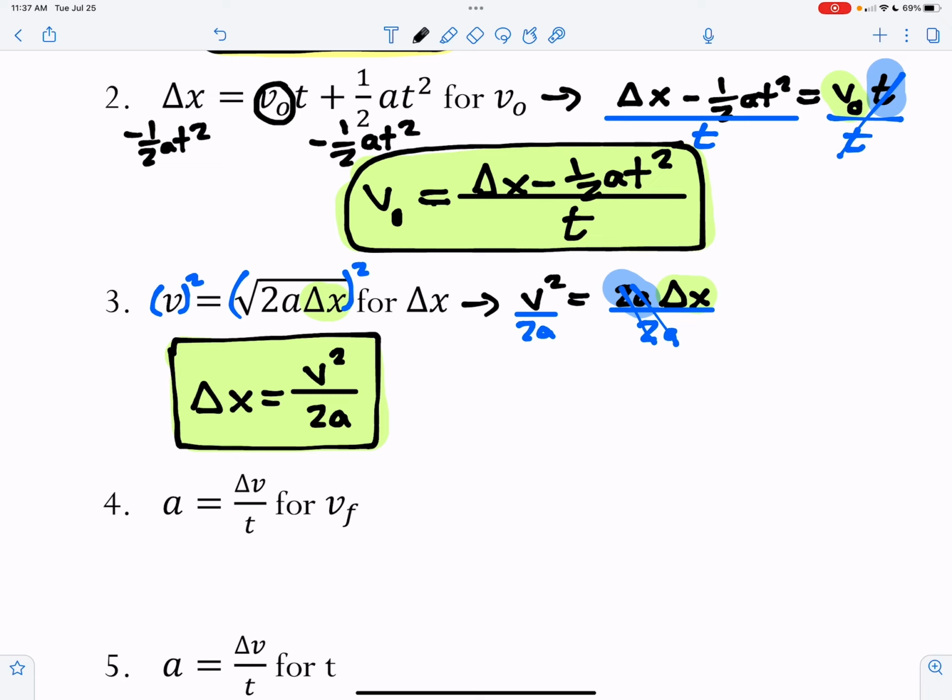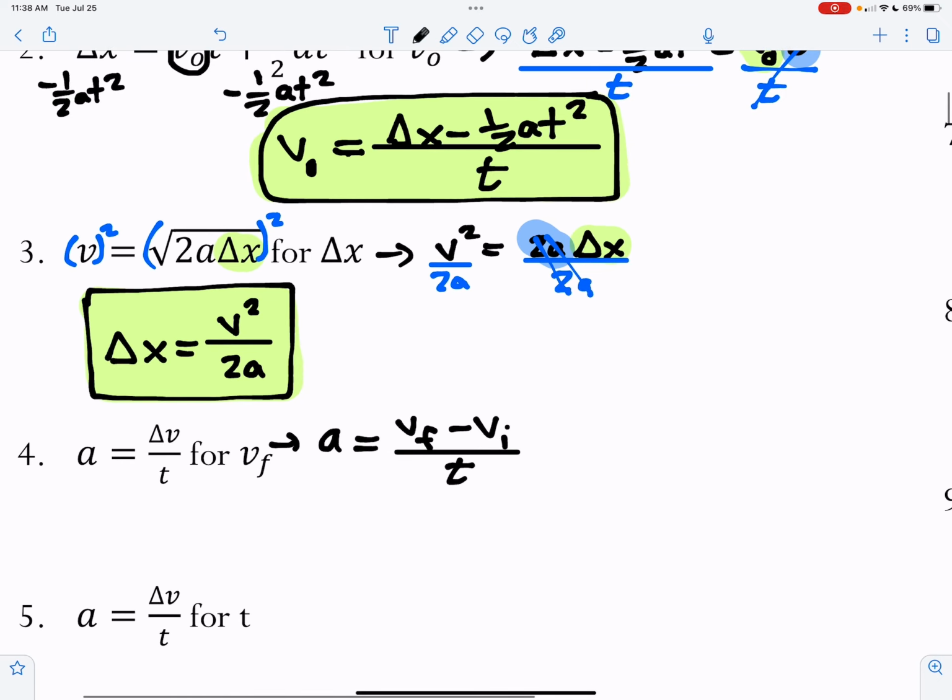Okay. Number 4, we're solving for v final. So how do we do that? Well, delta v is the change in velocity. So delta v is actually v final minus v initial. It's the final speed minus the starting speed, gives you the change in speed. So the first thing I'm going to do is rewrite delta v as a change in speed. So a is equal to v final minus v initial divided by t.